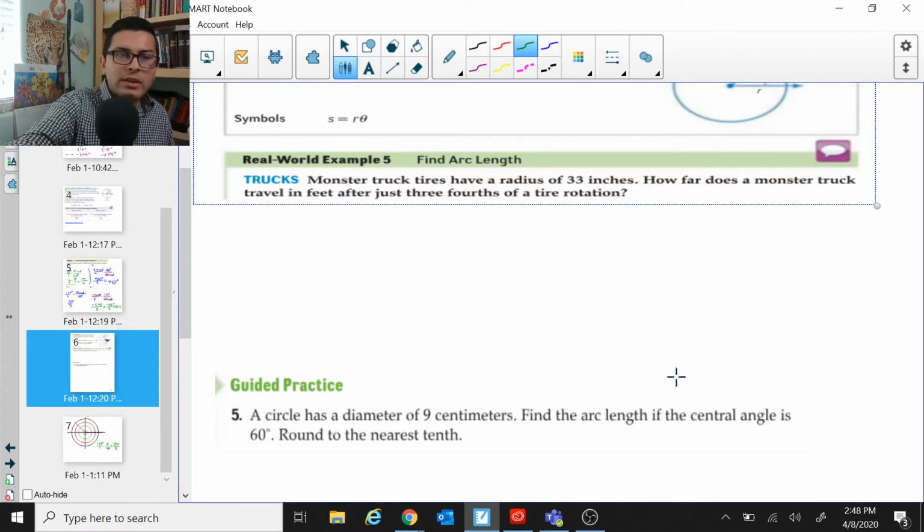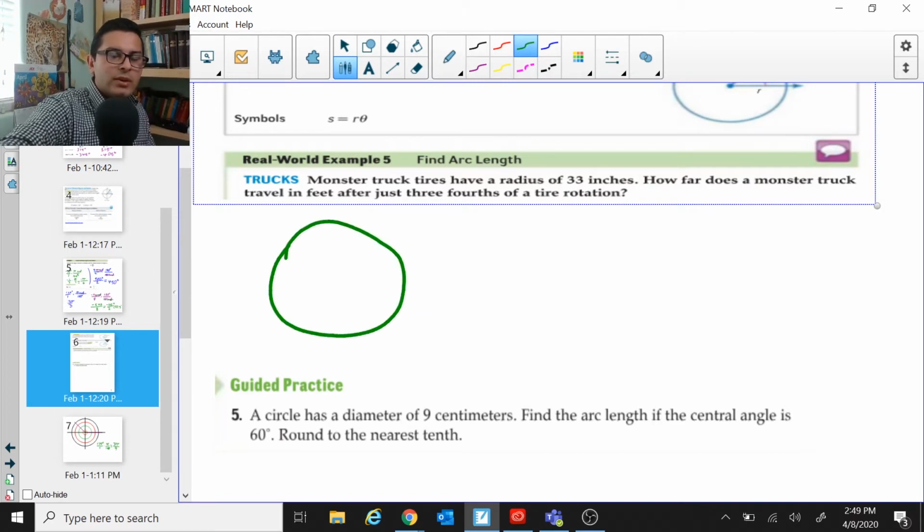So let's draw this out. And I would implore you to actually draw some of these things out. Now let's think about this. If we have a central angle and we're doing 3/4 of a tire, that means it's going to be broken up into fours, and then you're going to use 3 of them. So this is going to be our central angle right here. Now, what is that going to measure?